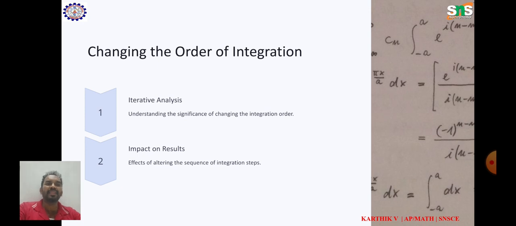For example, consider the triple integral of f of x, y, z dx dy dz. Then the general process for changing the order of integration is: first, determine the limits of integration for each variable in the new order. Next, rewrite the integral with the new order of integration and corresponding limits. Third one, evaluate the integral using the new order and limits.